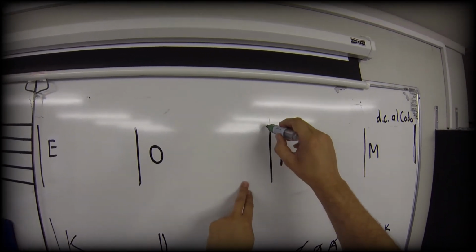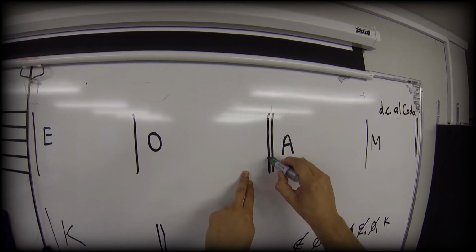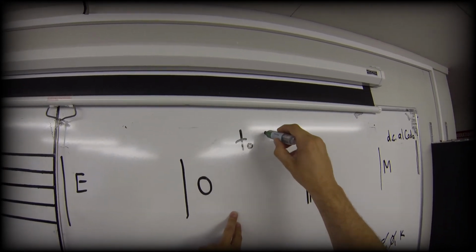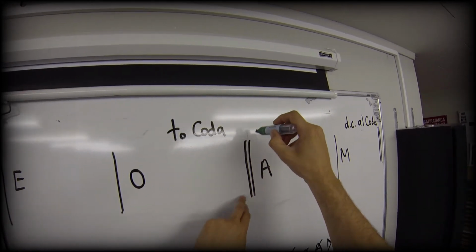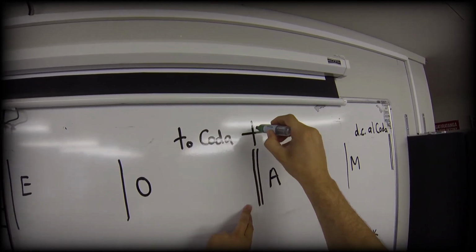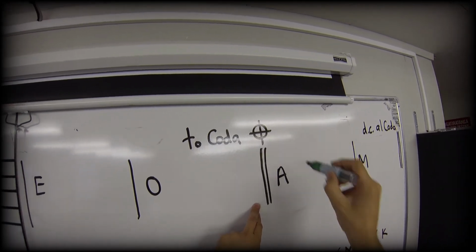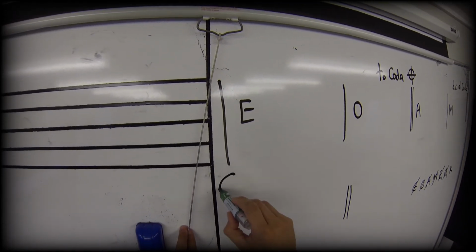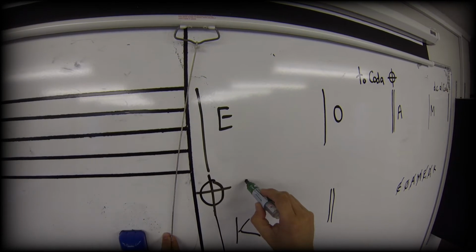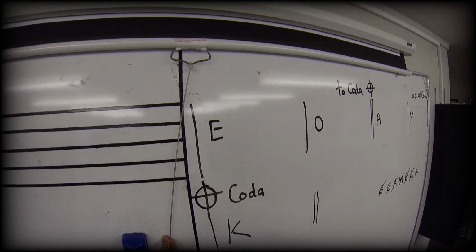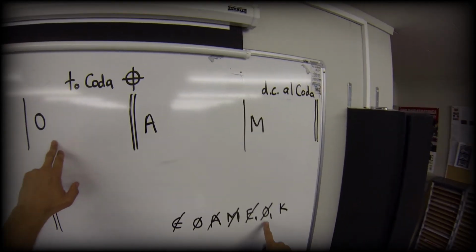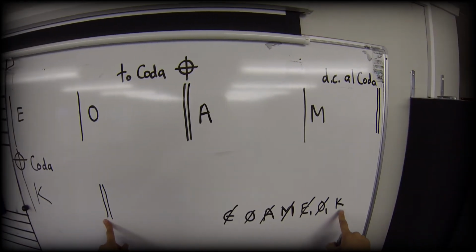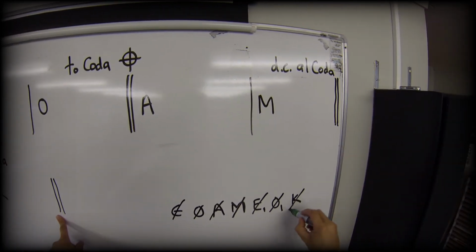So right here, another double bar line. And we need the instruction to coda. And right on top of that bar line, we've got our first coda symbol. And then to mark bar K as the coda, I need the coda symbol again and the word coda. And that means at the end of O1, we are going to jump to the coda and then finish the piece of music.